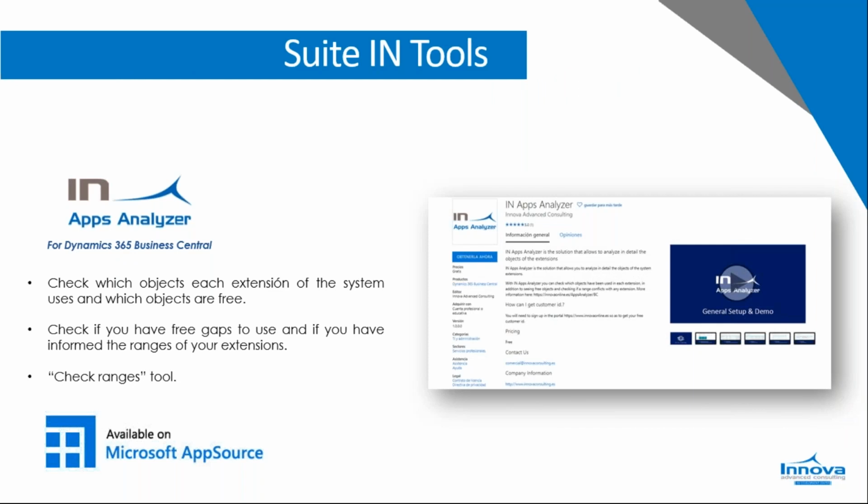Finally, InApps Analyzer is a solution that allows you to analyze in detail the objects of the system extensions. Also, it is possible to check which objects are used in each extension and which ones are free. You can also check the free gaps and if you have informed the ranges of your extensions. Furthermore, with the Check Ranges tool, you can check if a range enters or may conflict with objects or ranges of other extensions within our system. We are going to see that functionality in a while.